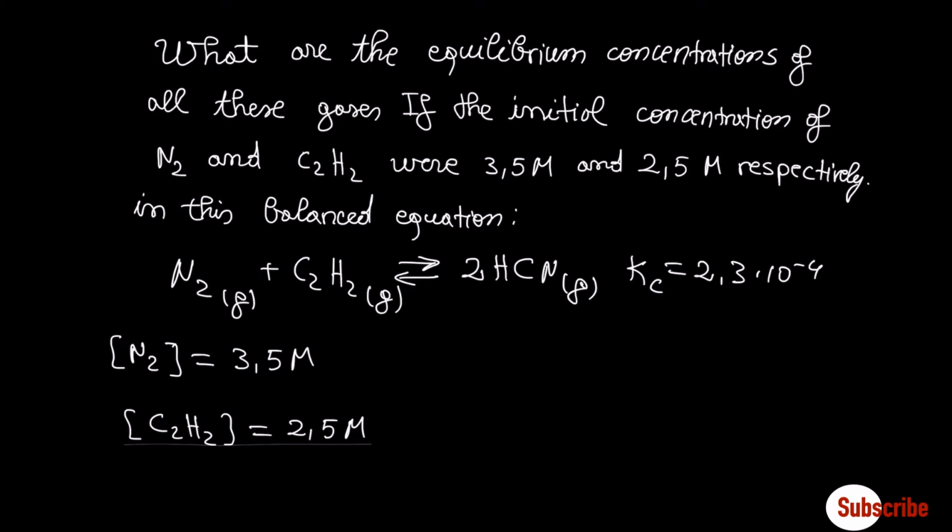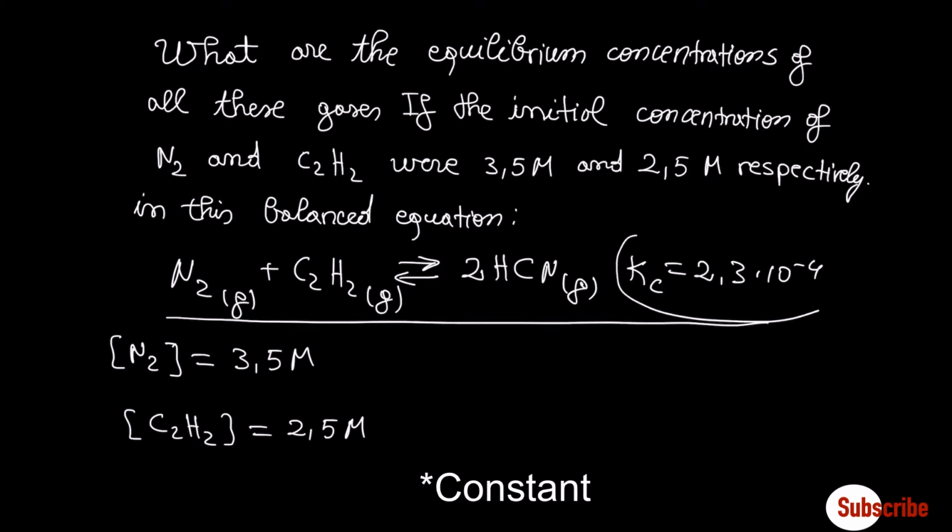What are the equilibrium concentrations of all these gases if the initial concentrations of nitrogen and acetylene were 3.5 molar and 2.5 molar respectively, in this balanced equation, this one here. The equilibrium constant is given as 2.3 times 10 to the minus 4.